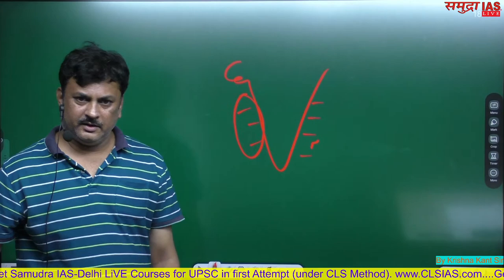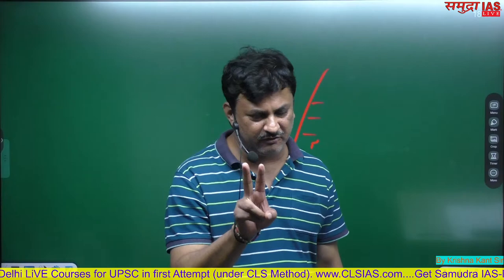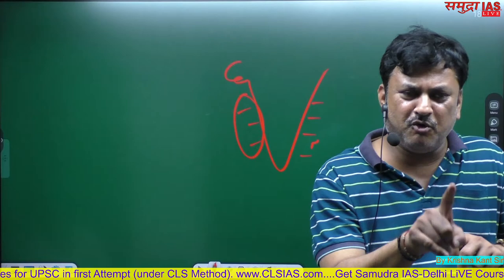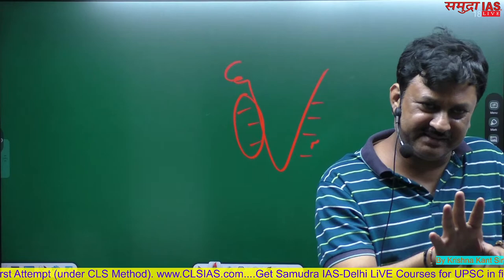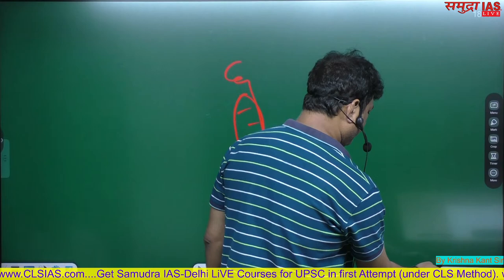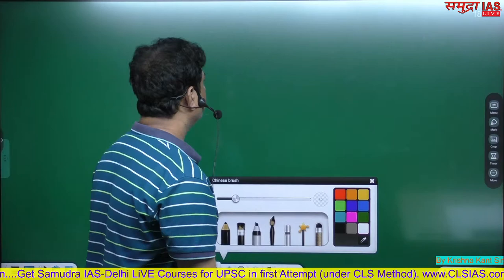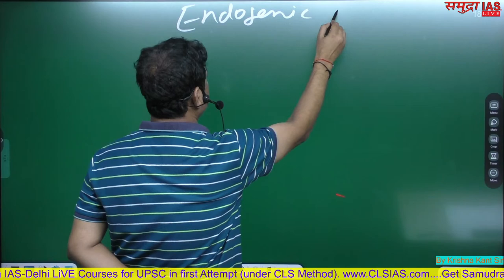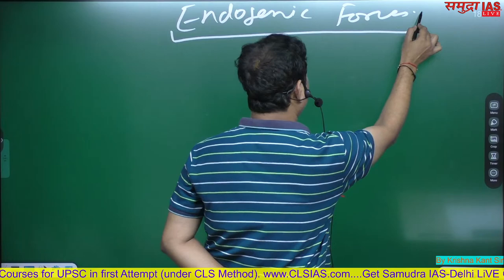Okay, so endogenic forces are responsible behind two types of movement. Which types of movement? Horizontal and vertical. Horizontal movement will lead to the formation of mountains, and vertical movement, submergence and emergence. These things you all have to keep in mind. Now, look here. Endogenic forces. Now, types of endogenic forces.